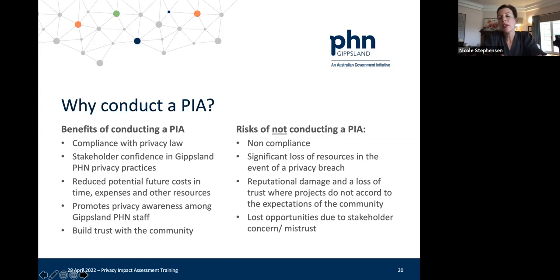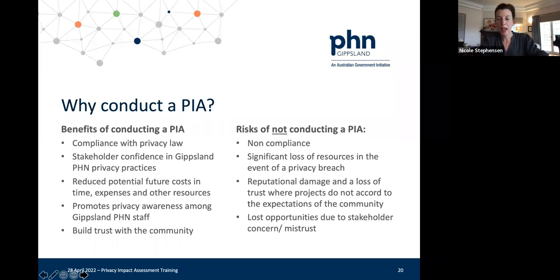Now, it's also, I think, important to acknowledge that one of the benefits is the reduction of potential future costs in time and expenses and other resources. And I say this not just because of the cost of non-compliance, right? I mean, we've all heard of things like privacy breaches or data breaches arising because a privacy impact assessment wasn't done. Yeah, there's a cost there, but what I'm talking about is where you invest heavily in a project or initiative or process or whatever it is that you're doing. You invest heavily in terms of time and staff hours and money and other resources.